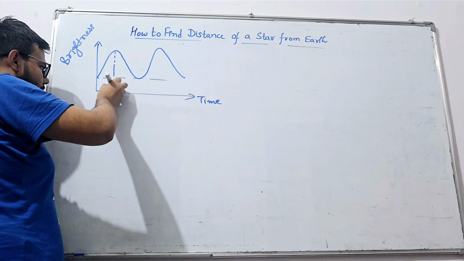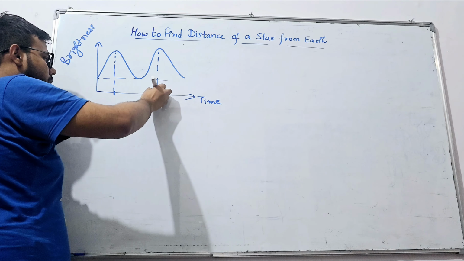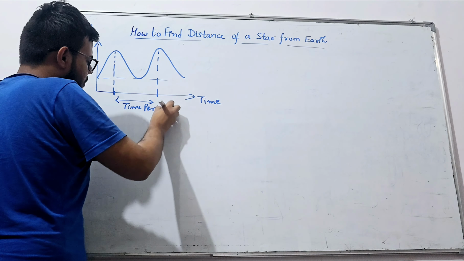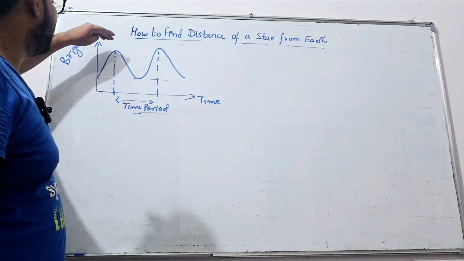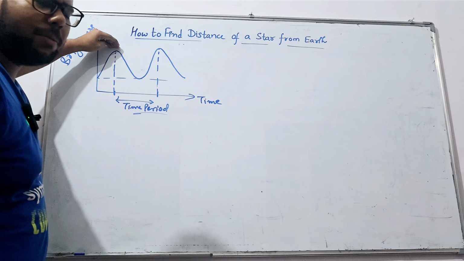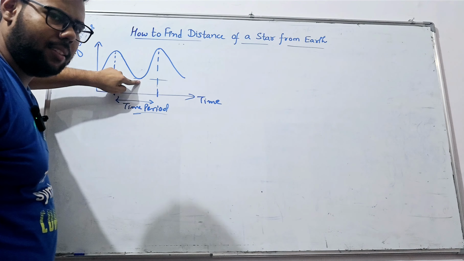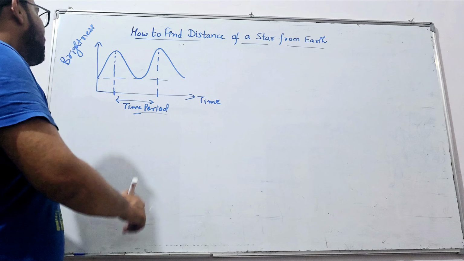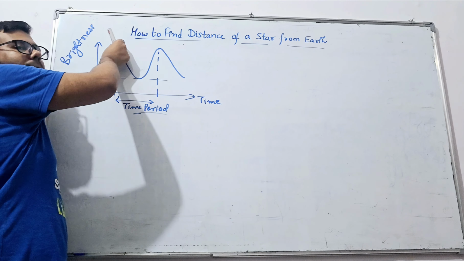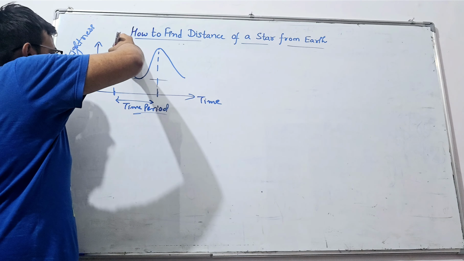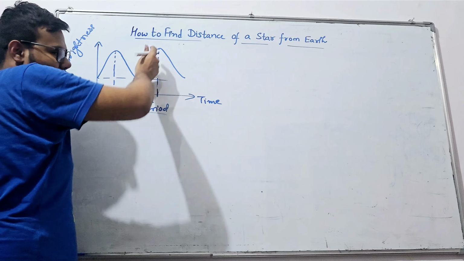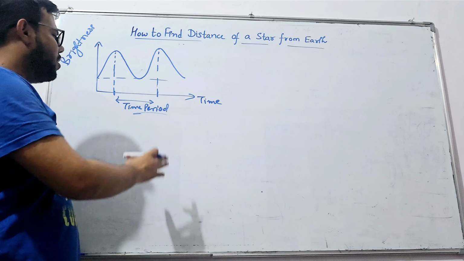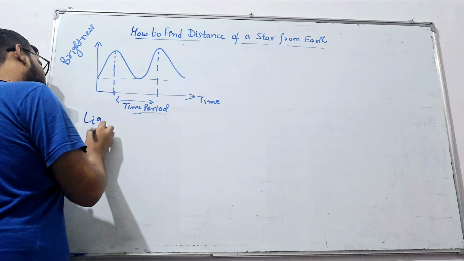Notice that this is called the time period. Basically it is the point where it is more transparent, and the point where it is most opaque. So here the brightness is least and here it is max. From max to min, then min to max, is one time period. This is how we represent it in terms of a curve, and this is called a light curve.